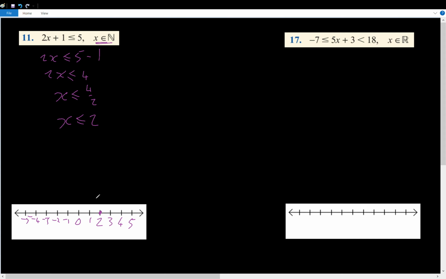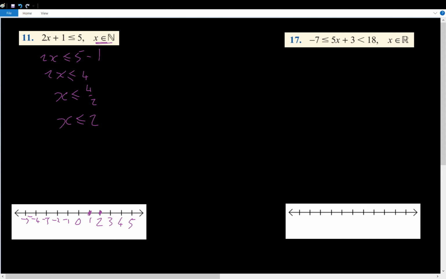The next natural number down from that is 1. And that is actually it in this case. There are no natural numbers smaller than 1. The smallest natural number is 1. 0 and all the negative numbers are not included in that set. So that is the solution to that graph.